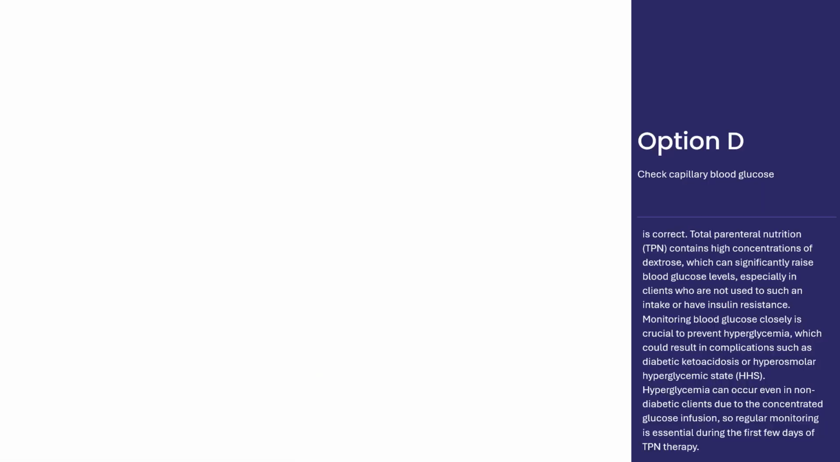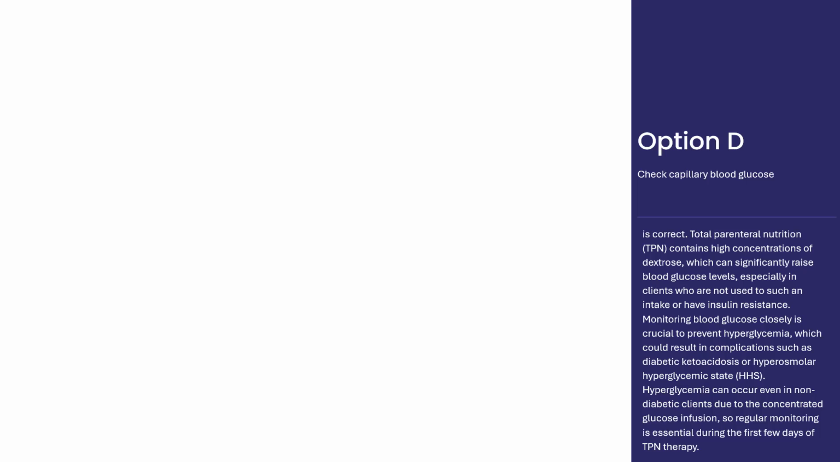Total parenteral nutrition, TPN, contains high concentrations of dextrose, which can significantly raise blood glucose levels, especially in clients who are not used to such an intake or have insulin resistance. Monitoring blood glucose closely is crucial to prevent hyperglycemia, which could result in complications such as diabetic ketoacidosis or hyperosmolar hyperglycemic state, HHS. Hyperglycemia can occur even in non-diabetic clients due to the concentrated glucose infusion, so regular monitoring is essential during the first few days of TPN therapy.